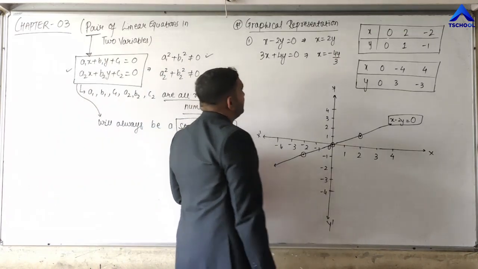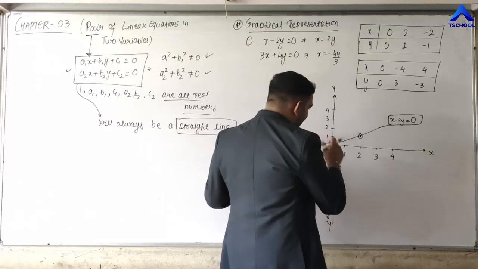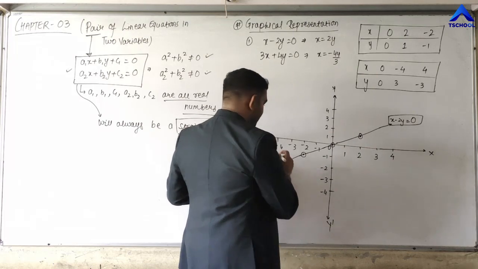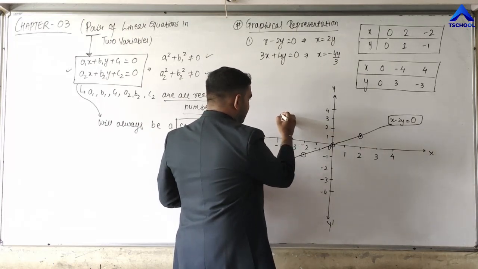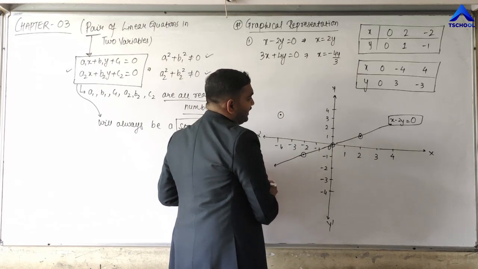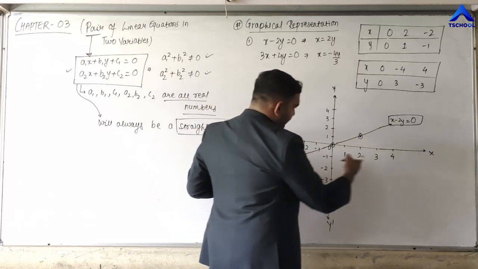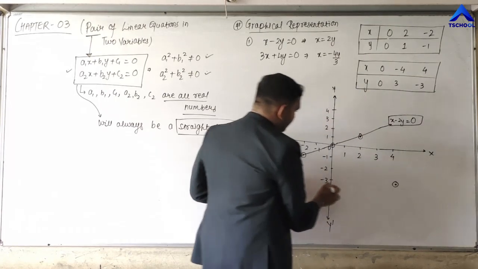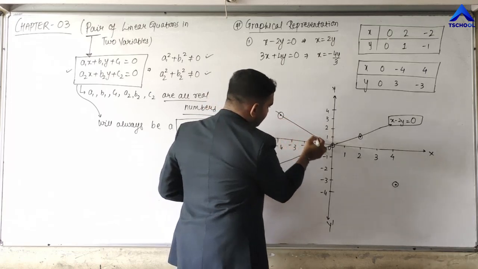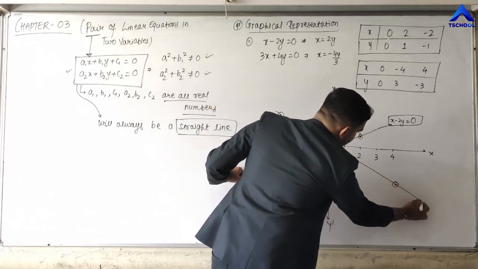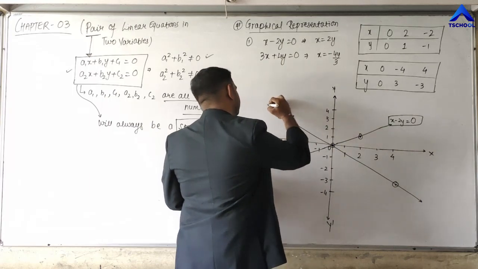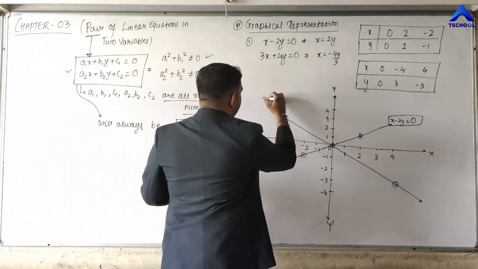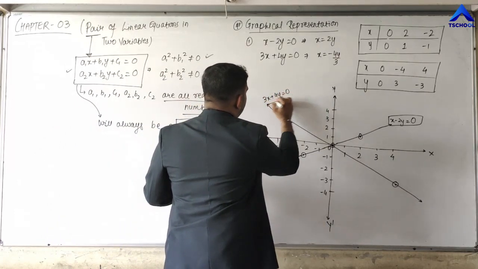Now I shall write down for 3x plus 4y equals 0. So again I am having (0, 0) common. Then I shall have (minus 4, 3). So minus 4 and 3 will be somewhere here in the second quadrant. (4, minus 3), that is 4, and that will be minus 3. So that will be somewhere here in the fourth quadrant. So I shall get a line like this, right? So that is my line 3x plus 4y equal to 0.